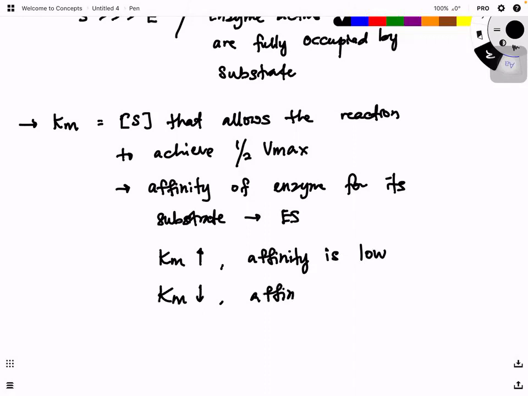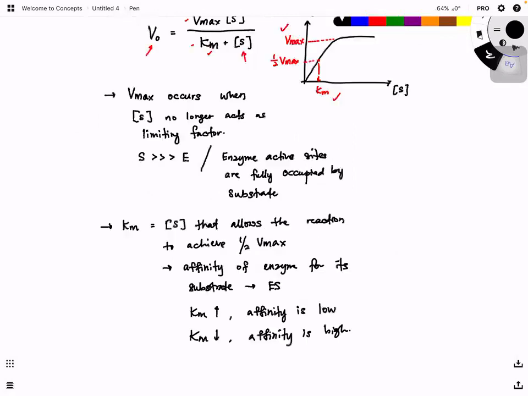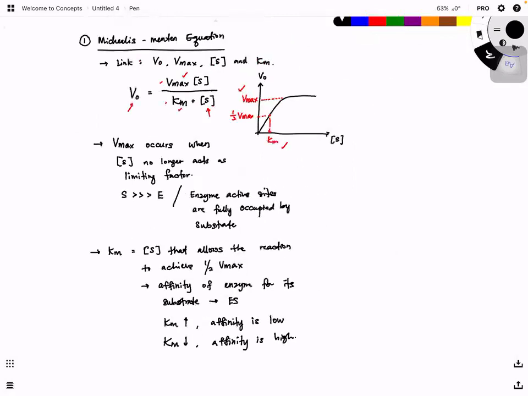And I also showed you guys how this is related to the formation of the ES complex as well as the breakdown of the ES complex, to show you the affinity. So these are the things that you guys need to know. A summary. Okay.